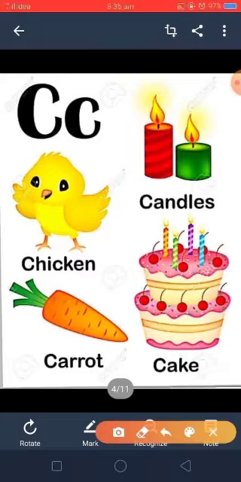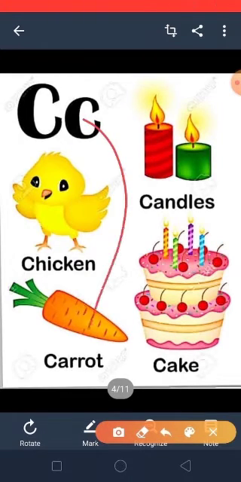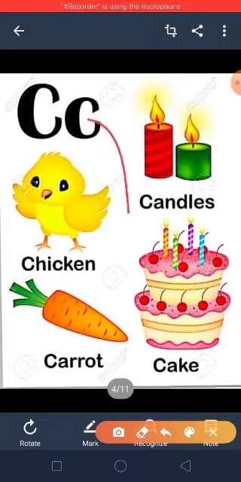Capital C is written as small c. That is C for candle, C for chicken, C for carrot, C for cake.